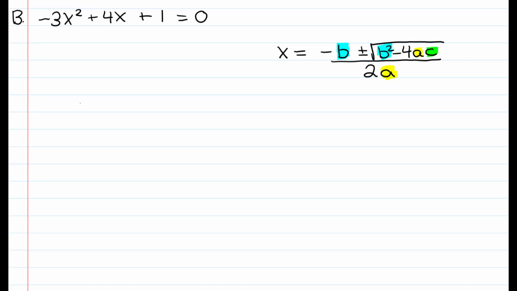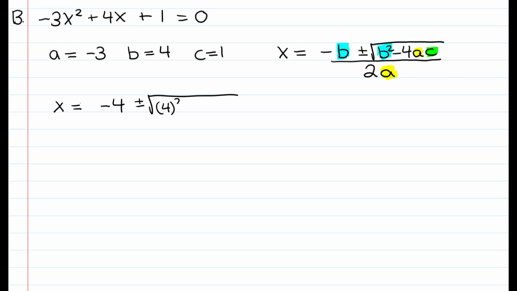Okay, let's try example B. So first we're going to write down what everything is. A is equal to minus 3, B is equal to 4, and C is equal to 1. So x is going to be equal to negative b, so in this case it's negative 4 plus or minus the square root of 4 squared minus 4 times negative 3 times 1. And that's all going to be divided by 2a, so 2 times minus 3. So once again, notice that b is 4, so we have negative 4 and 4 squared.